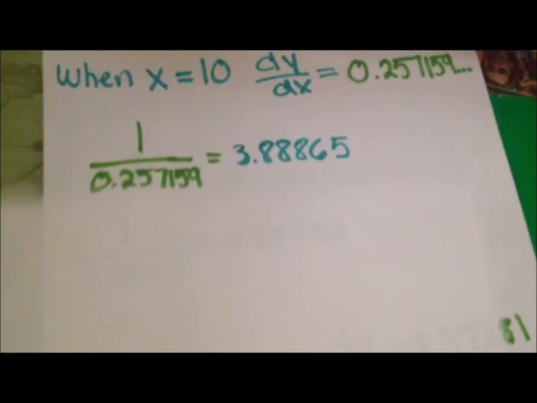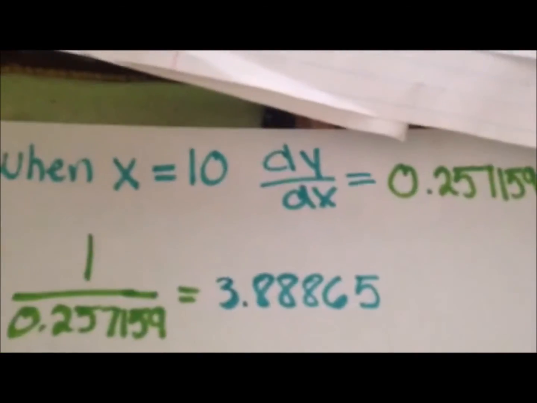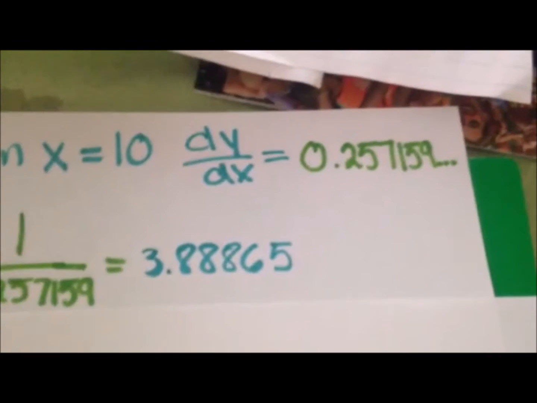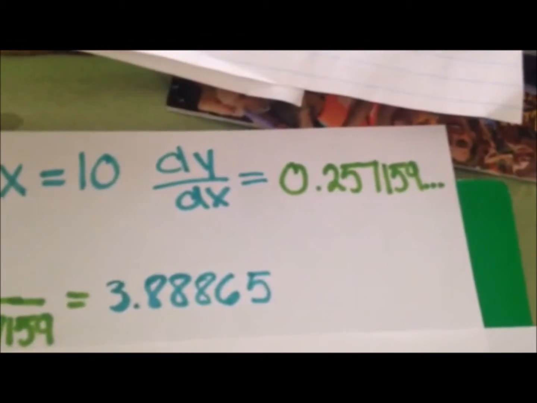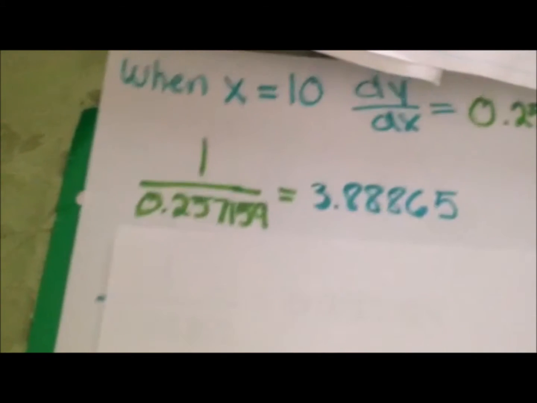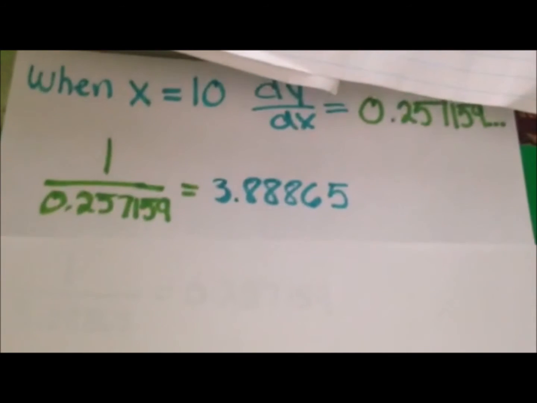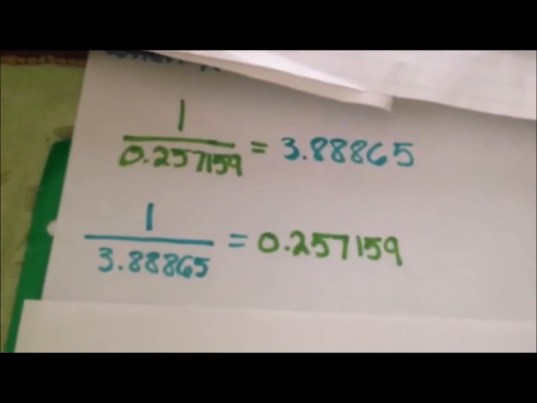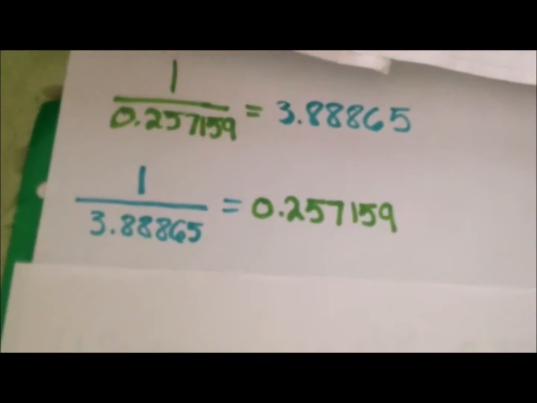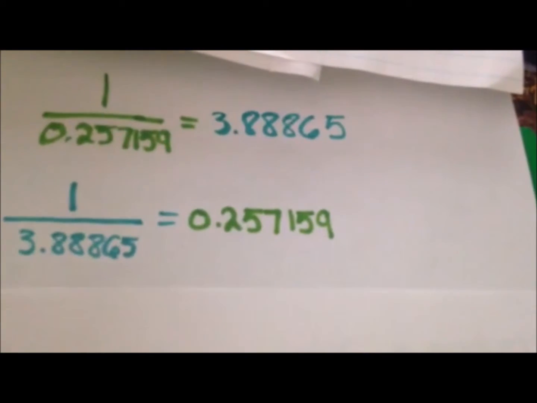Part E, the final question in problem 27, says you might think that dy over dx and dx over dy are reciprocals of each other. Based on your answer above, in what way is this reasoning true and in what way is it not? So if we go back to the beginning, when x is equal to 10 and we plug in for our dy over dx value, we're given 0.257159. The reciprocal of this is 3.8865. This is the answer that we also received in part D. But then again, if we do 1 over 3.8865, we see that it's also equal to 0.257159.